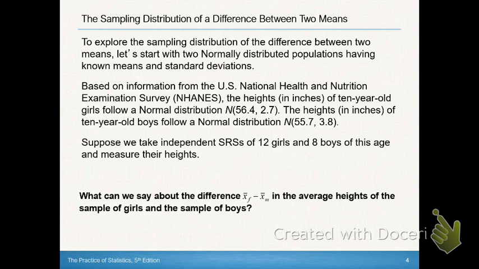Make sure you notice here we did notate which one came first and second in the subtraction problem. So you'll see the sub F and the sub M. So you can tell here that we're doing the girls minus the boys.